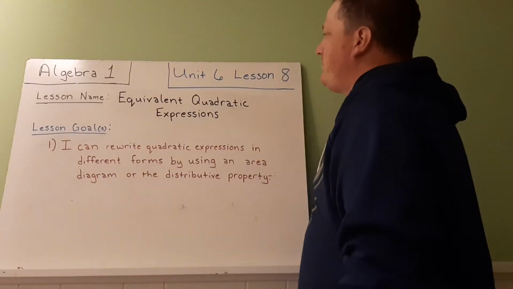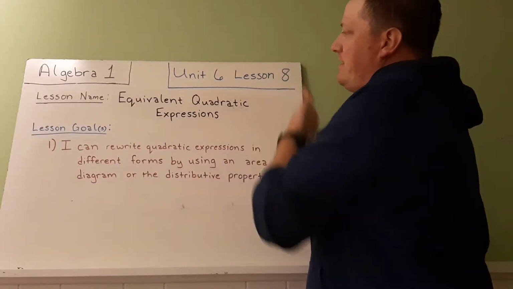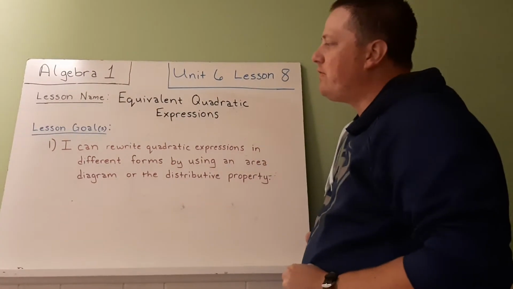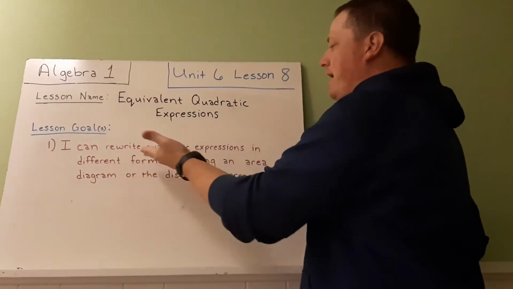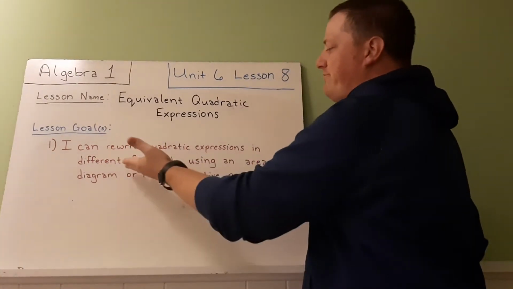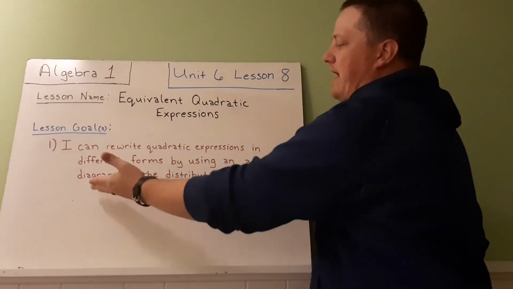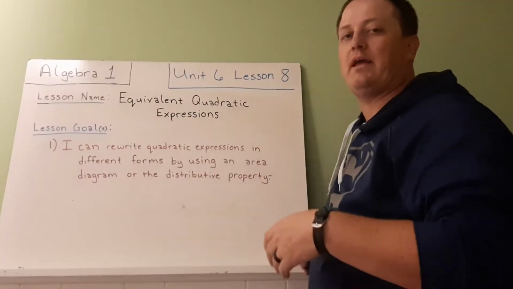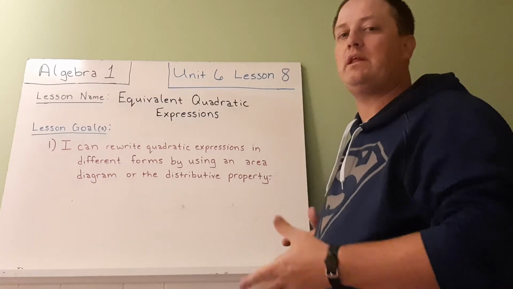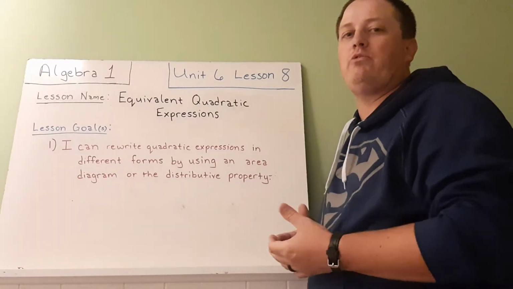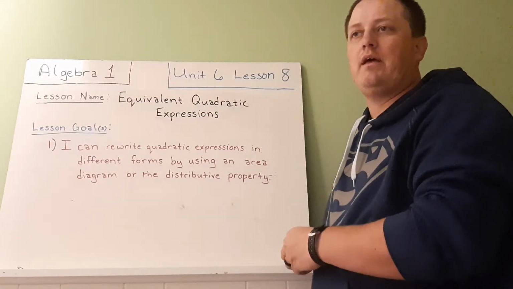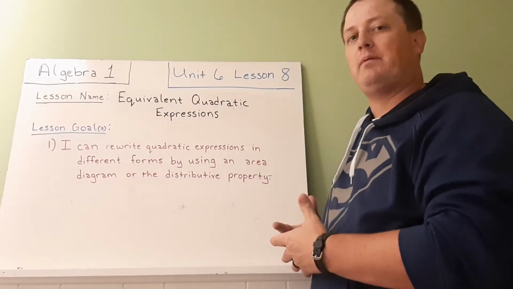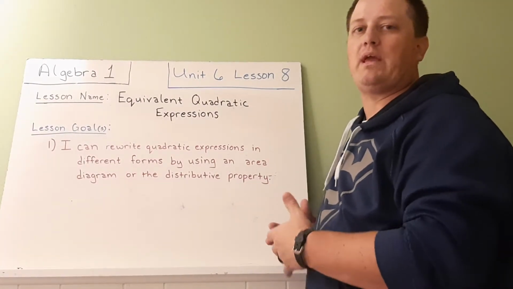All right, Algebra 1 students, let's look at Unit 6, Lesson 8, Equivalent Quadratic Expressions. So our goal here is: I can rewrite quadratic expressions in different forms by using an area diagram or the distributive property. The area diagram is just a method for doing the distributive property, and we use it because it can make multiple methods of distributing a little bit easier than sometimes we can do them mentally.